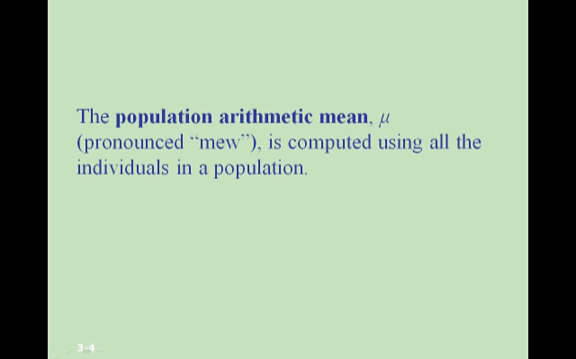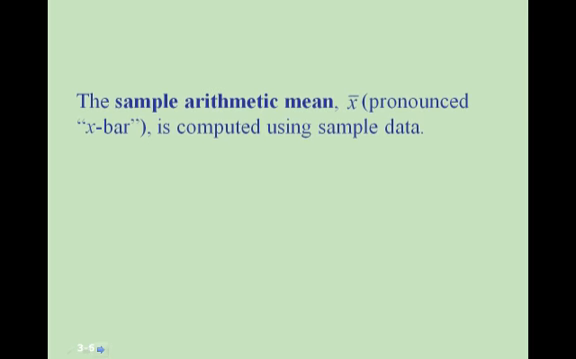The population arithmetic mean, pronounced mu, looks like a U with a little tail in front, is computed using all the individuals in a population. The population mean is a parameter. The sample arithmetic mean, pronounced x bar, is computed using sample data, and this is a statistic.